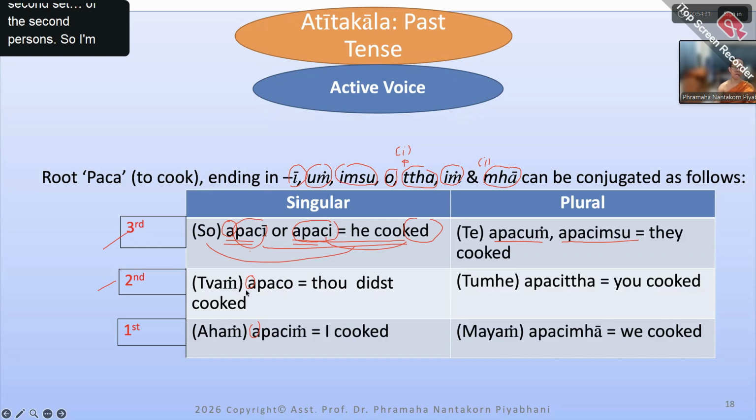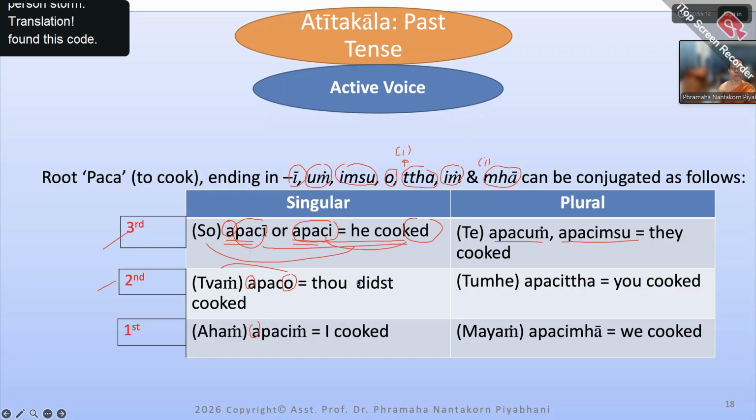Tvam apacho, right? O is the case ending of the second person. This one, right? Tvam apacho. When you see O, it shows tvam. Sometimes there is no need to put tvam, just O is enough. Apacho, no tvam. Leave it as understood because O shows tvam, the subject of the second person. Translation.